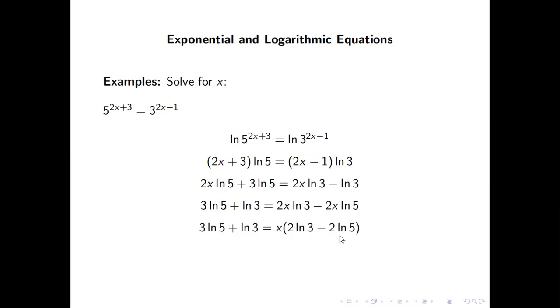This is just a number. No need to use your calculator to approximate that. So just divide by that to get x. And so x is 3 ln 5 plus ln 3 all over the quantity 2 ln 3 minus 2 ln 5. Unless otherwise specified, you can leave your answer in that form. If asked, then you have to give the appropriate number of decimal places as stated in the directions.